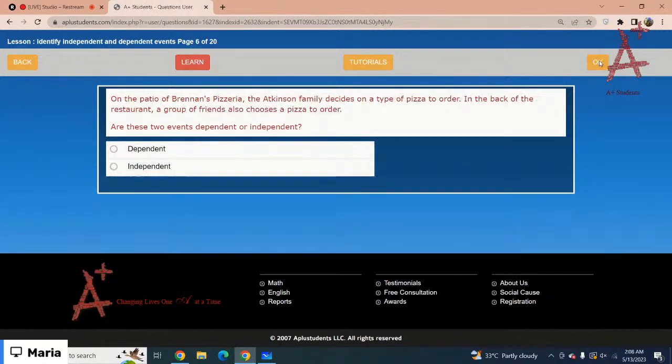On the patio of Brennan's Pizzeria, the Atkinson family decides on a type of pizza to order. In the back of the restaurant, a group of friends also chooses a pizza to order. Are these two events dependent or independent? Whenever you go to a restaurant, events are independent. You can order anything from the menu. Got it? So it would be an independent event. It doesn't matter what the Atkinson family selects and what the other group of friends selects. Got it? So it would be independent.